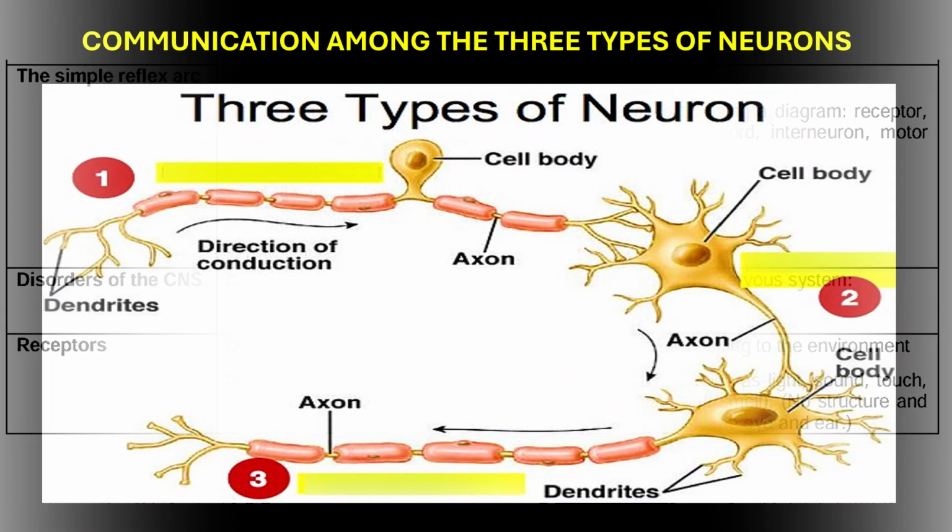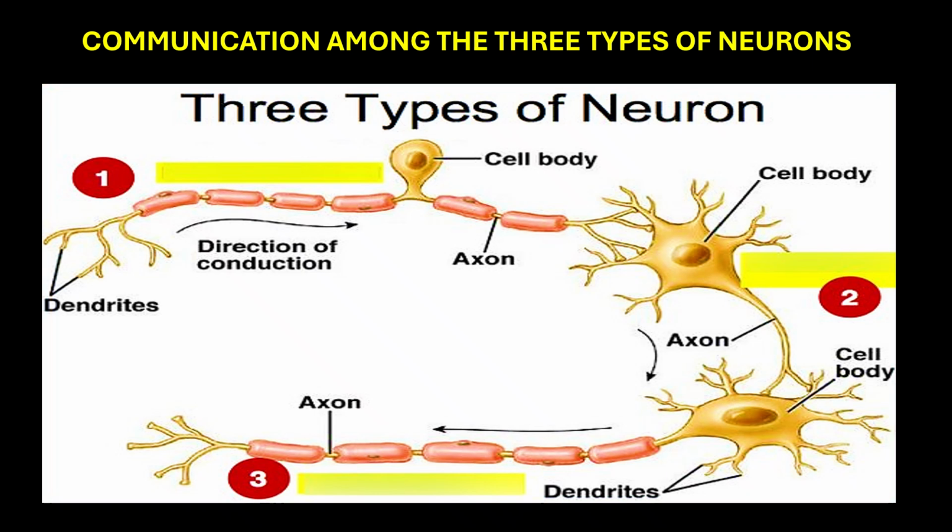All right, so here we are. We have communication among the three types of neurons. So now all the three types of neurons are together. We have the first one here, the second one here, and the third one here. So this first neuron here, check the structure. You can see the cell body is located somewhere around the middle, and then there is the dendrite on one side and the axon. Both the dendrite and the axon are myelinated. There's a myelin sheath around the dendrite and then the axon. This is what is called the sensory neuron.